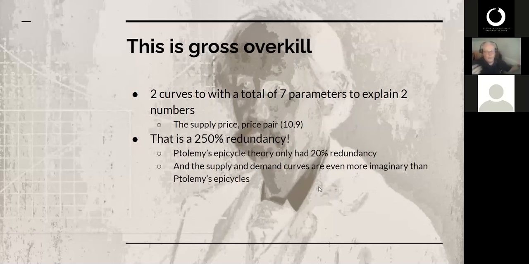It's a 250% redundancy. Now, people talk of the epicycle theory as being redundant, but it only had a 20% redundancy compared to Newton. Here in supply and demand theory, you have an enormous redundancy, and they're completely imaginary. No one has ever been able to measure simultaneously a supply and demand curve.